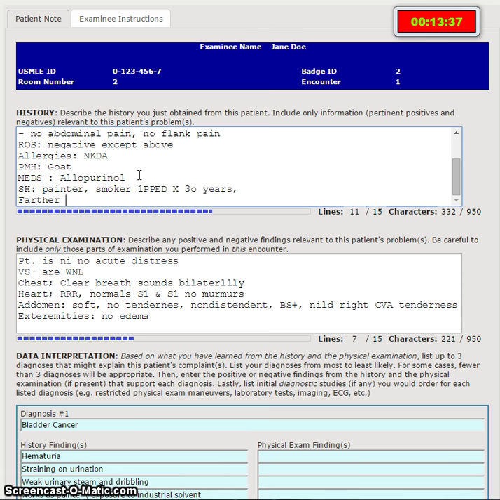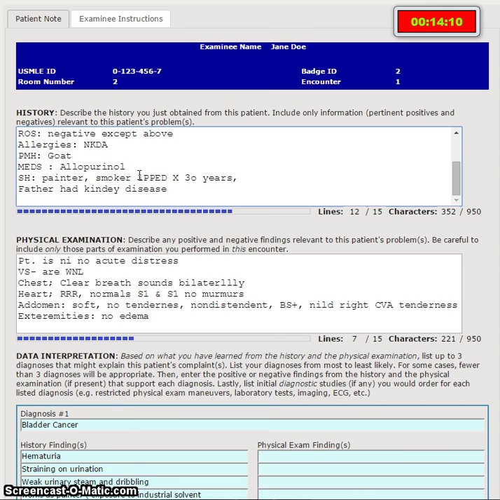Father. Started doing a ton of mistakes on spelling. As I said, English is not my first language. It's a big problem. Father had a kidney disease. Very important, probably autosomal dominant polycystic kidney disease. This is probably this one, as I mentioned. What else?